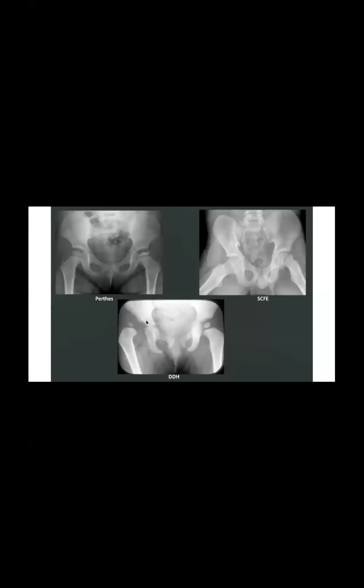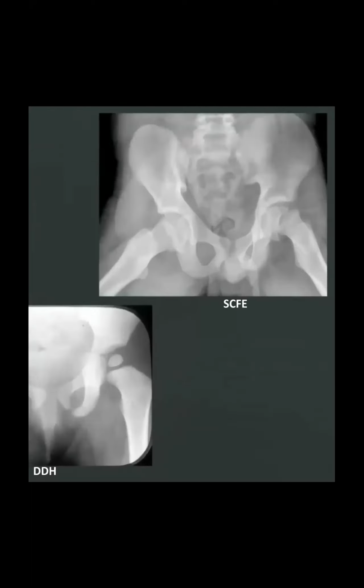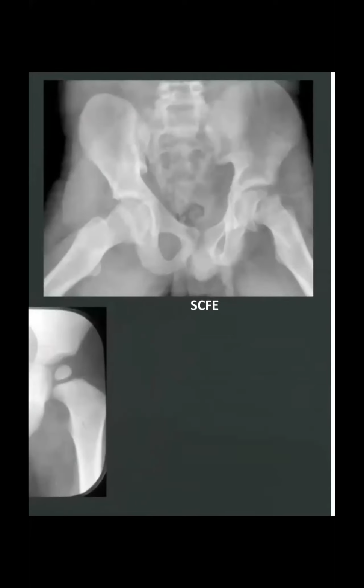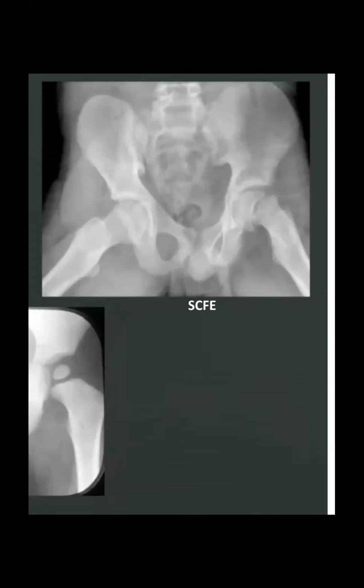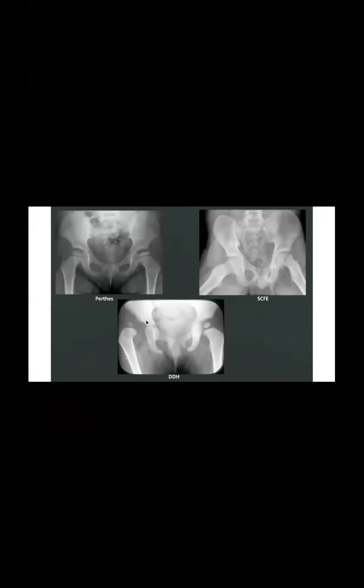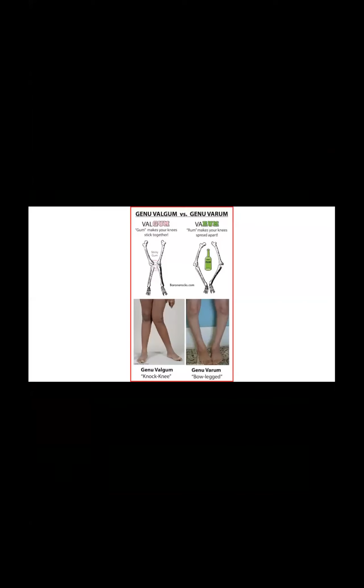See, there's a picture. This picture is very important for the exam candidate. Dr. Sachma's students said the same picture, slipped capital femoral epiphysis, was given in their exam, and they posted it in the recall. First, just remember three scenarios for the exam. So valgus and varus types: genu valgum, knock-knee, and genu varum, bow-leg.